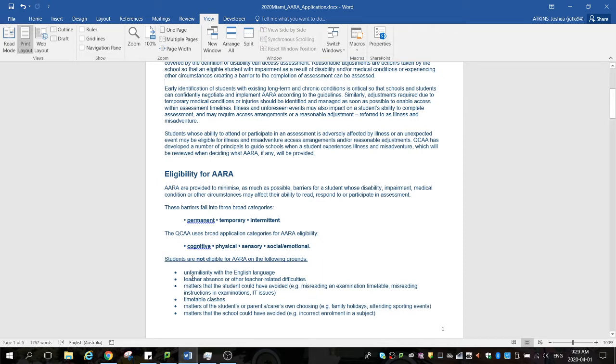Students are not eligible for AARA on the following grounds. I won't read through all of these, but the two main ones that I get are IT issues. So if your laptop decides to crash or you lose your USB, unfortunately you're not eligible for AARA. The other common one we have, although it is getting a lot better, is family holidays. AARA cannot be issued due to a family holiday, so please be aware of that.